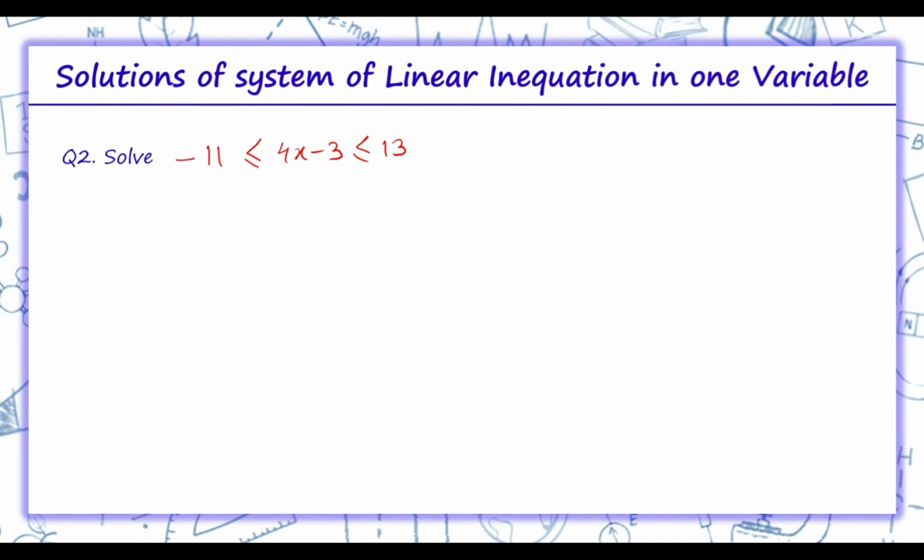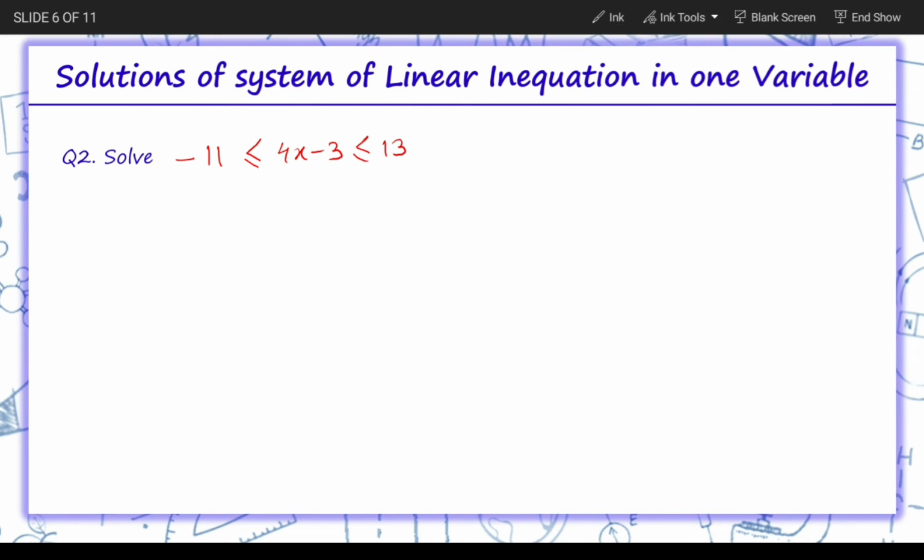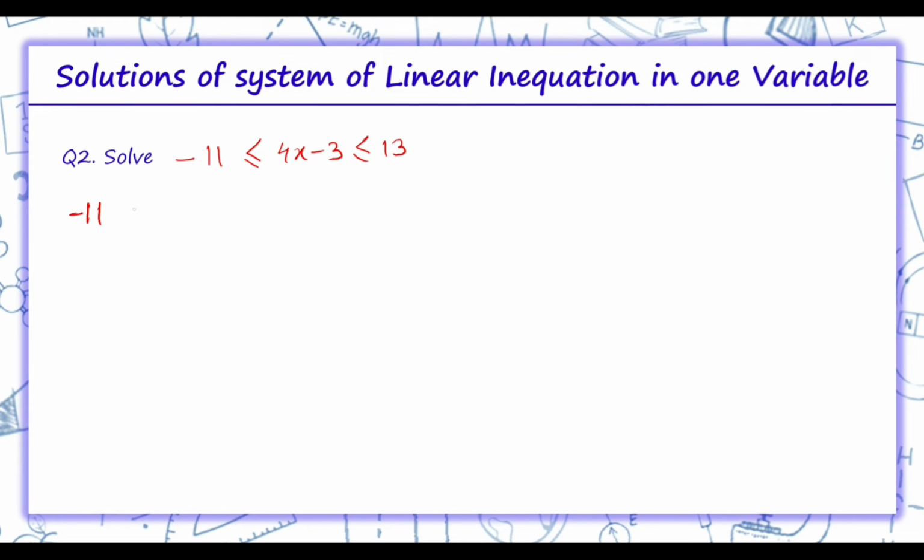Coming on to the next question, we have to solve this inequation, which is minus 11 less than or equal to 4x minus 3 less than or equal to 13. Here we have two methods. We can just separate this inequation. We can write minus 11 is less than or equal to 4x minus 3, and 4x minus 3 is less than or equal to 13. Once we solve this part and then that part, we have to find the intersection of both the parts.